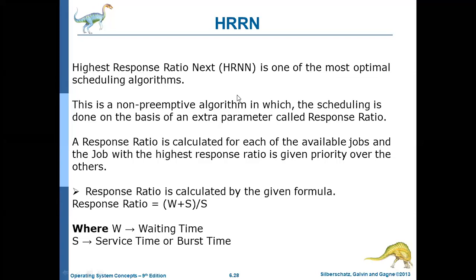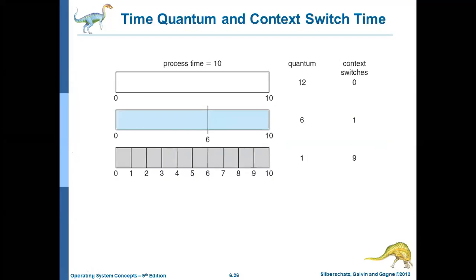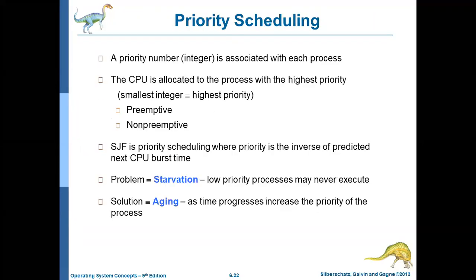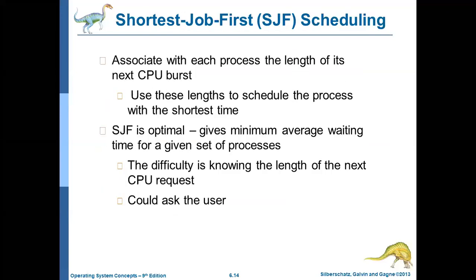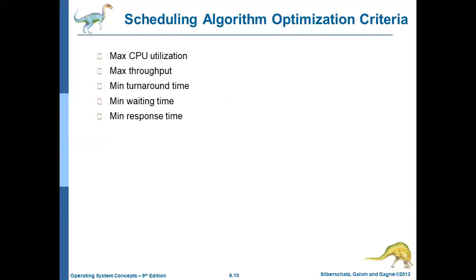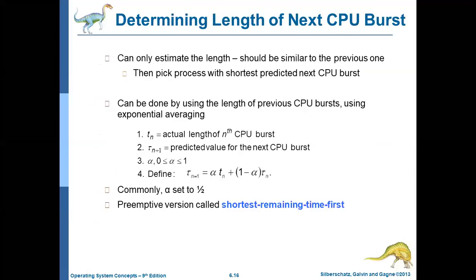Next, okay. So far, how many CPU scheduling algorithms are discussed? So far, we covered various scheduling algorithms like FCFS, SJF, SRTF, priority, round robin, and HRRN. These are the 6 popular scheduling algorithms.